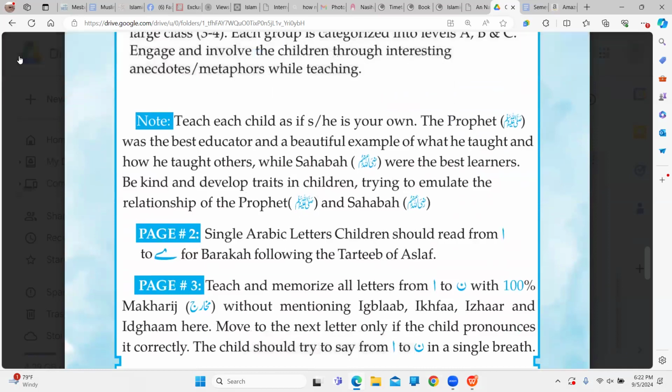Okay, Rasulullah sallallahu alaihi wasallam, he was the best teacher, right? And the Sahaba, they were the best students. We have to replicate that, recreate that in the class. We should try to be the best teacher and make our students the best students. Then, inshallah, these students will give us lots of sadaqah jariyah later on in life, inshallah.